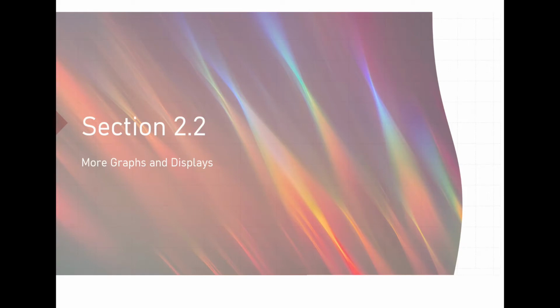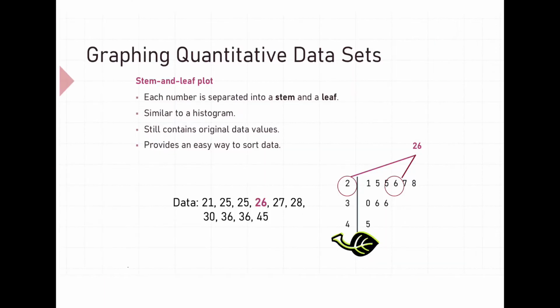Now let's take a look at some more graphs and displays for data that we've collected. In looking at how to graph out quantitative data, the stem and leaf plot is another way for us to collect, organize our data, and display it in a way that we can see how it's distributed.